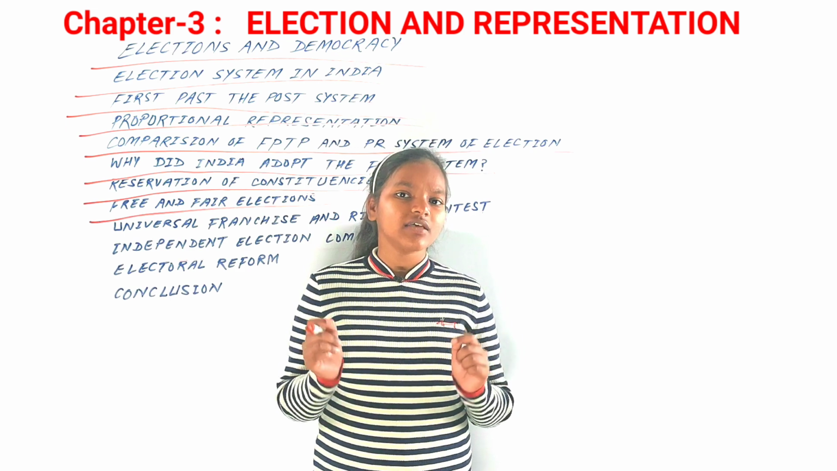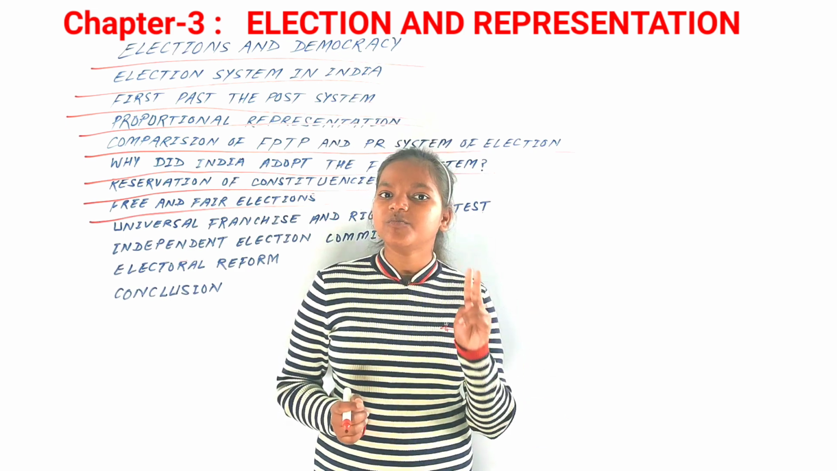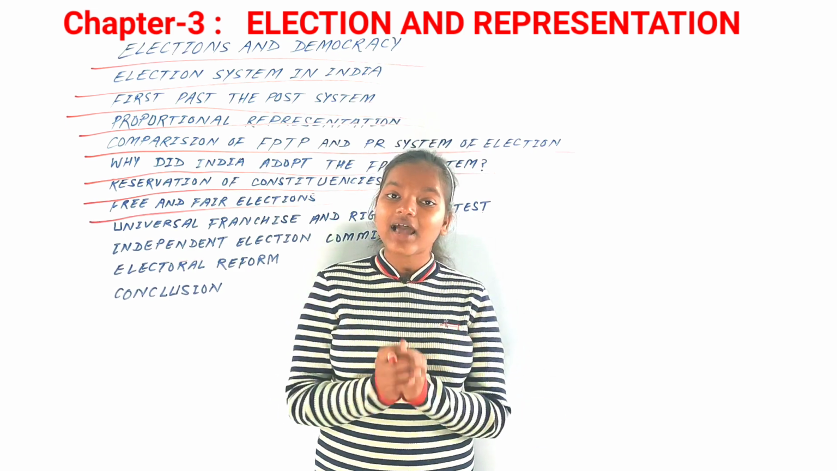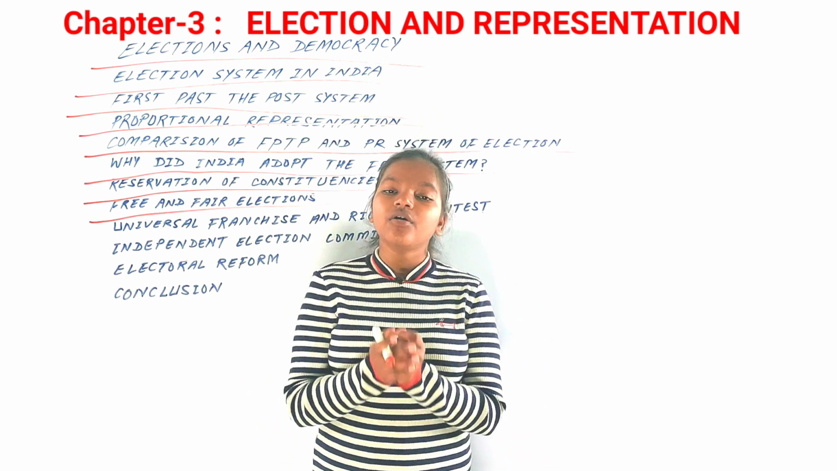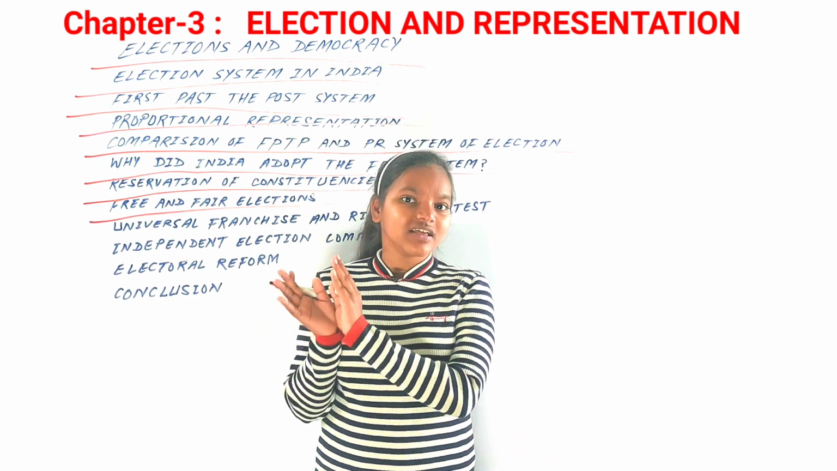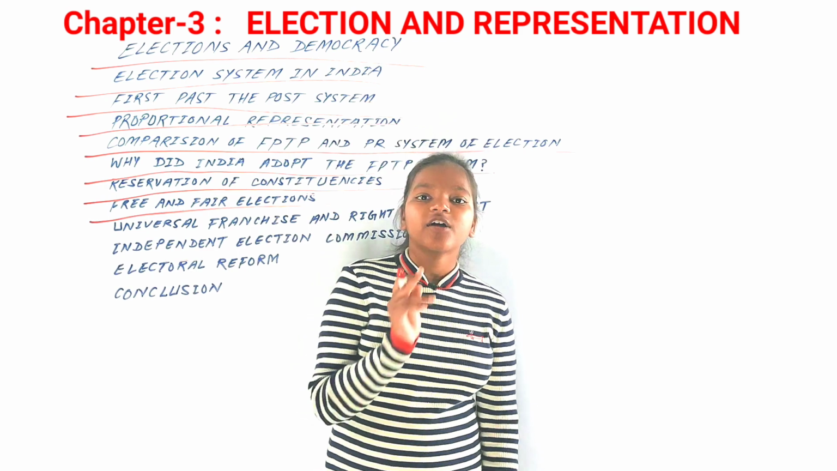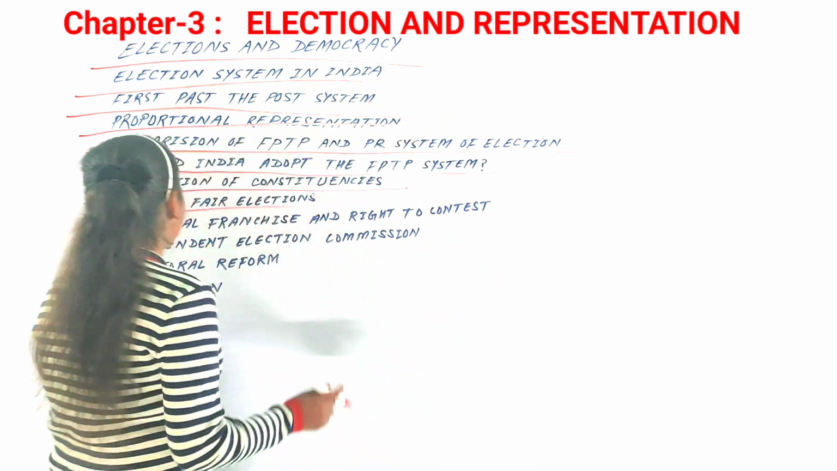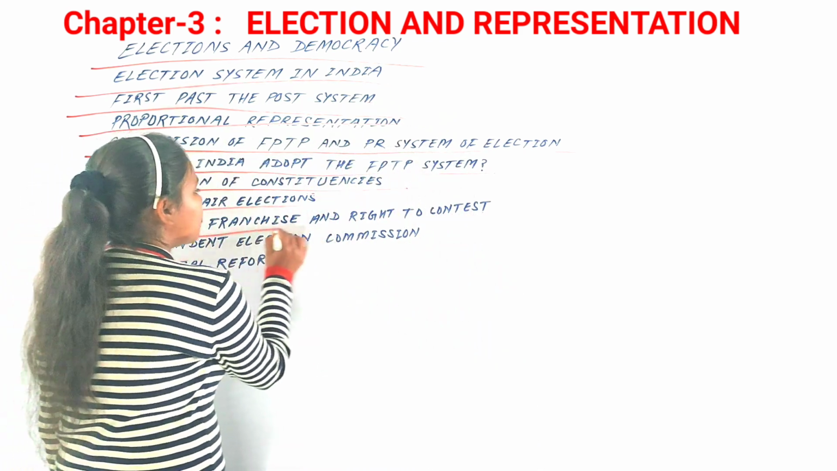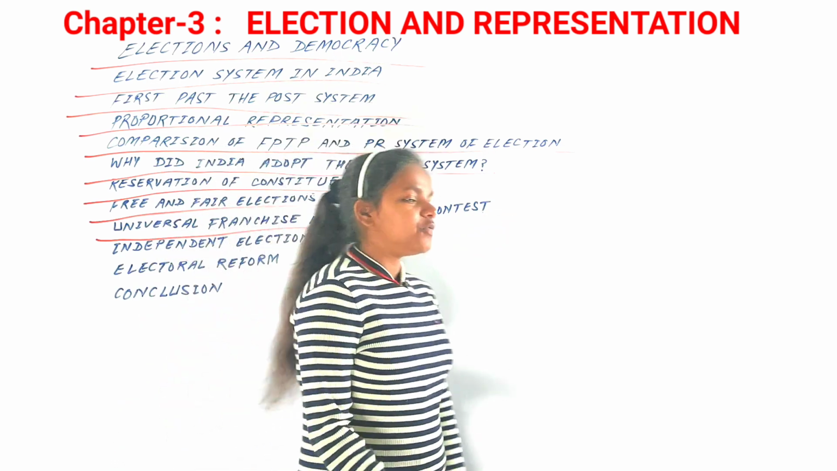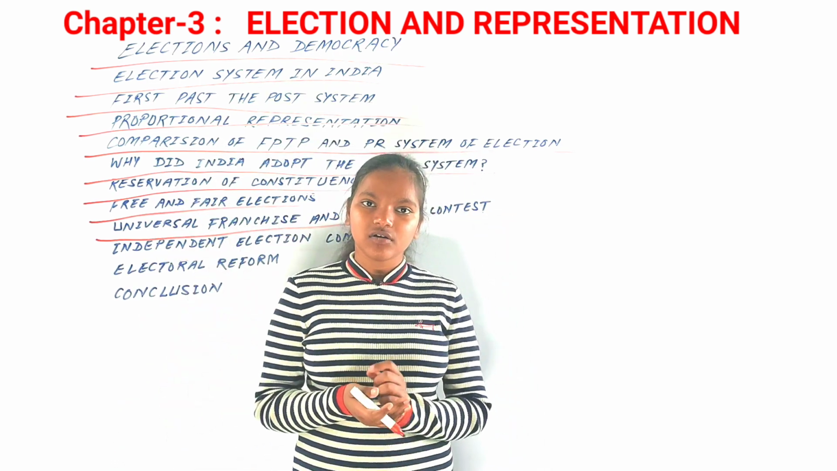to ensure this kind of thing in India, we have two pillars. Let's talk about them one by one, how they secure free and fair elections in our country. Now the first one here is universal franchise and the right to contest.